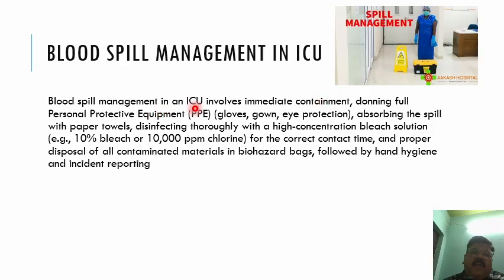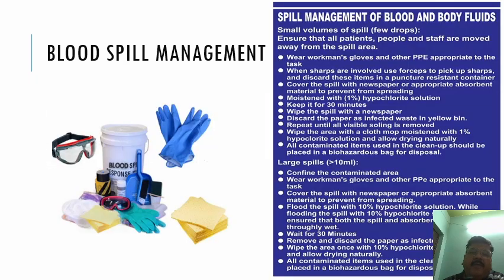So blood spill management in the ICU involves immediate containment, donning full personal protective equipment, gloves, gown, eye protection, absorbing the spill with paper towels, disinfecting thoroughly with a high concentration bleach solution, 10% bleach or 10,000 parts per million chlorine, for the correct contact time, and proper disposal of all contaminated materials in biohazard bags, followed by hand hygiene and incident reporting. So this is the blood spill management.